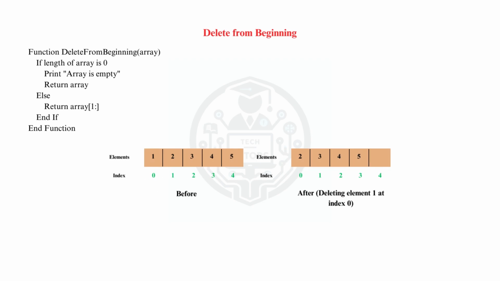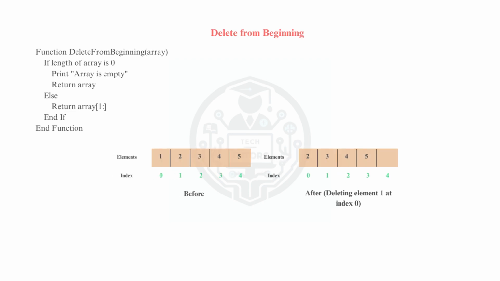The delete from beginning function removes the first element from the array by shifting all subsequent elements one position to the left. This effectively reduces the size of the array by 1 and repositions all elements. While the operation is simple, it can be costly in terms of time complexity, especially for large arrays, because every element needs to be moved.